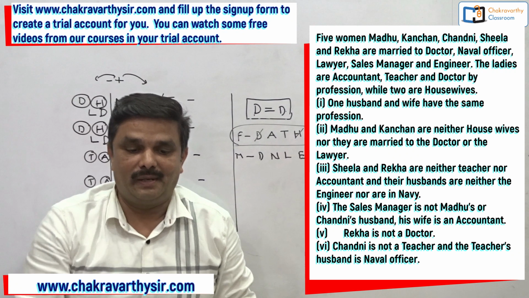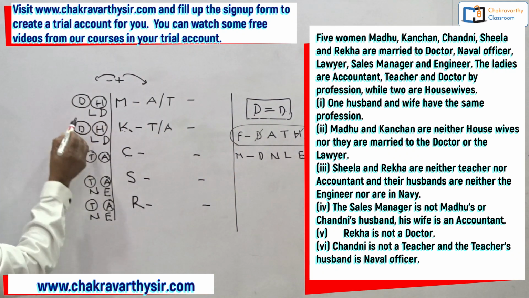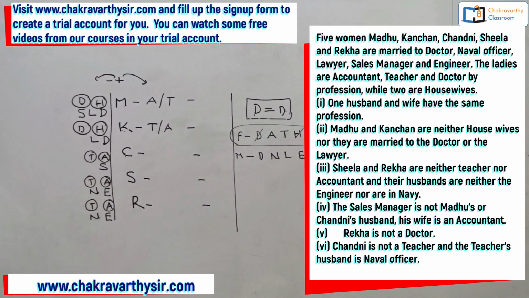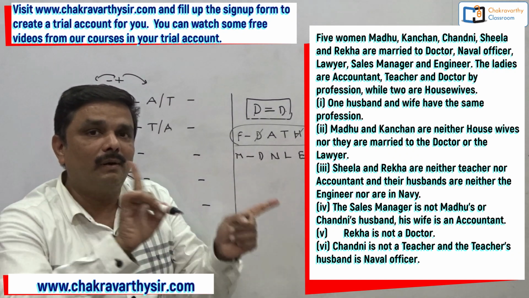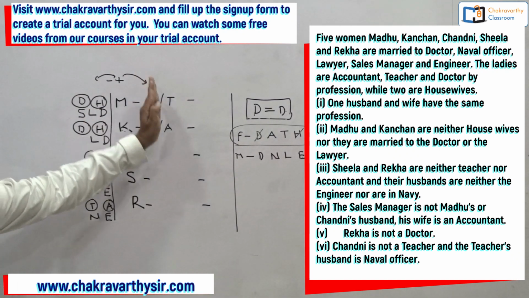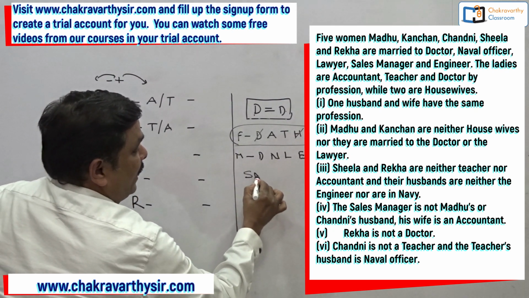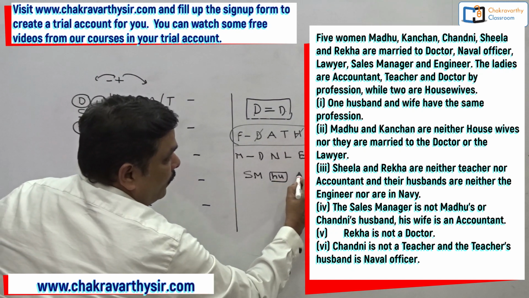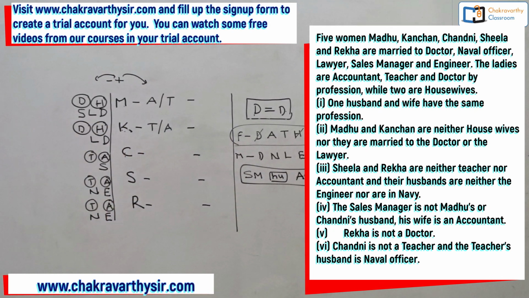Okay, now take the information here. Sales manager is not the husband of Madhu or Chandani. So, left side, because this is the negative information. Sales manager here, left side, even for Chandani also, no. But positive information they have given: sales manager is husband of the accountant. I cannot keep it on the right side because no clue is there, so I am just keeping it on the other side. Sales manager should be husband of whom here? Accountant.